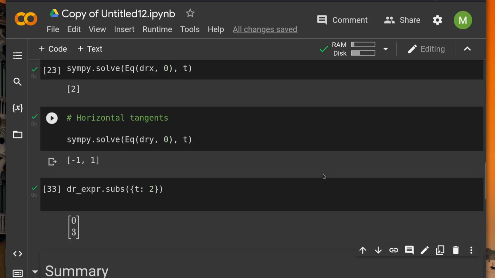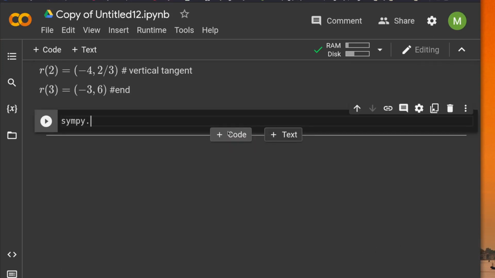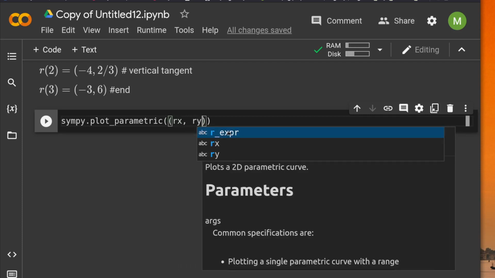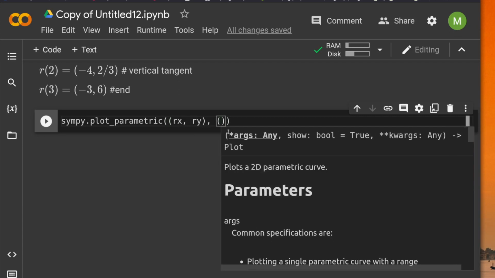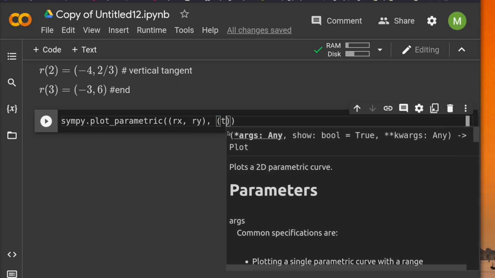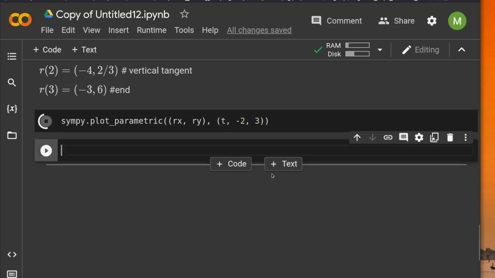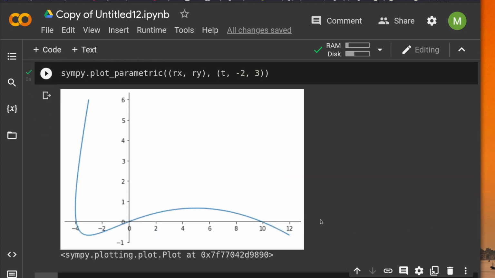Okay, so let us make this plot. sympy.plot_parametric. We want to plot our parametric plot, so we need the x coordinate and the y coordinate, and we need the range, so t from -2 to 3. Hopefully this works. Let's see. And there we go. There we get our plot.